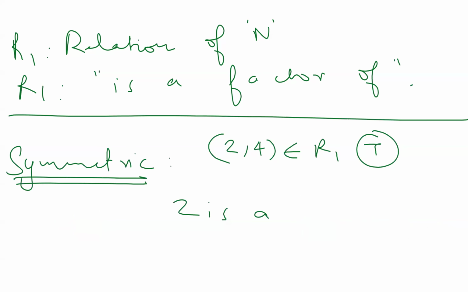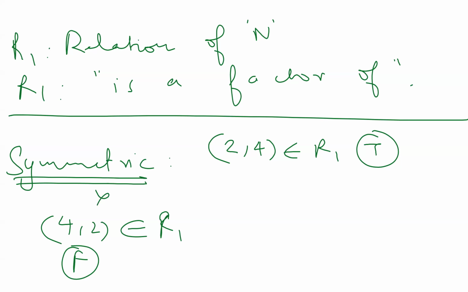Okay. Now let us reverse this. Because 4 is a multiple, okay? So this is not symmetric. Fine. I hope you made the changes. Then transitive.